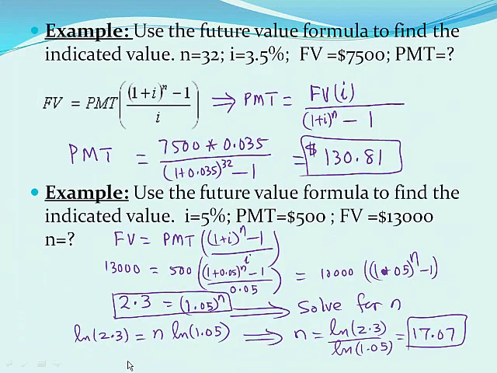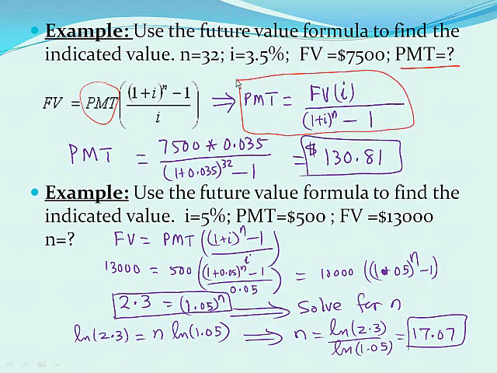Next example. Use the future value formula to find the indicated value. This time we need to calculate the payment. So coming back to the formula, we need to solve for the payment. If I cross multiply, we will get future value times i divided with (1 plus i) to the power n minus 1 as the payment formula. So payment equals future value multiplied with i divided by (1 plus i) to the power n minus 1.